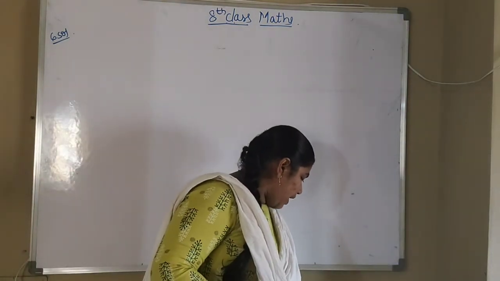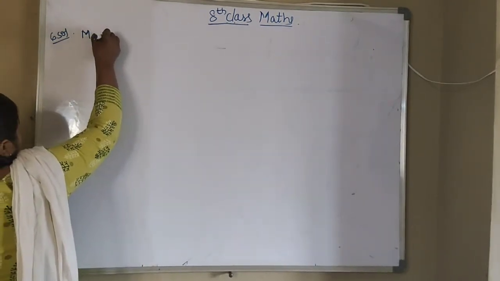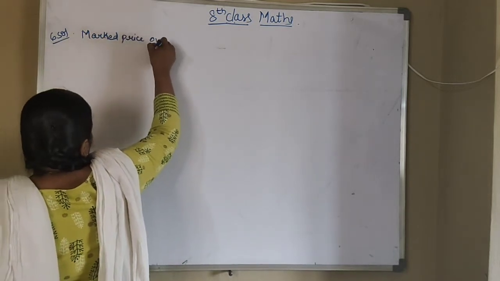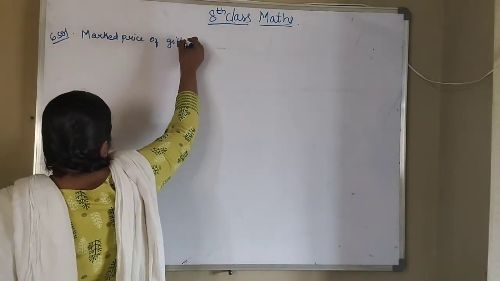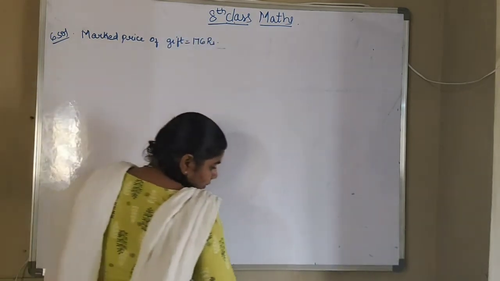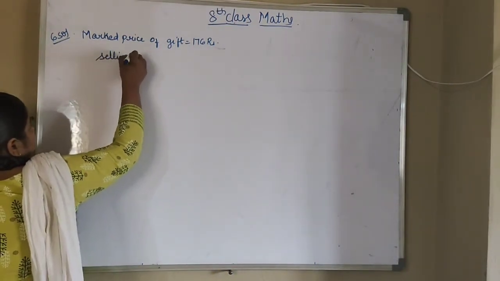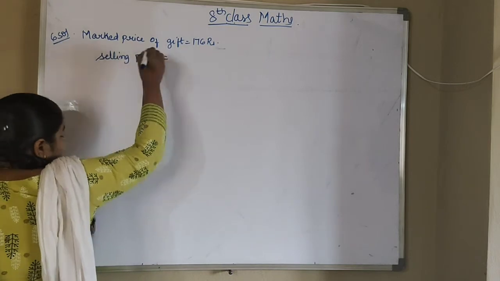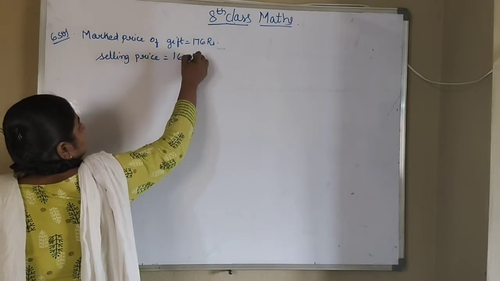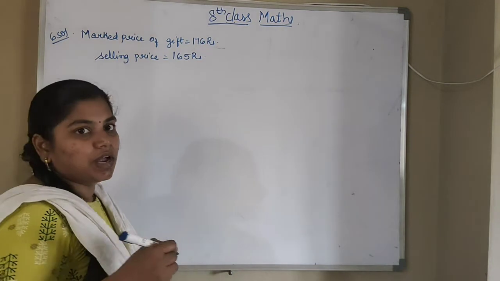So here what is the market price? Market price of the gift is how much? 176 rupees. And what is the selling price here? Selling price is equal to 165 rupees. So we have to find the discount value and also the discount percentage value.